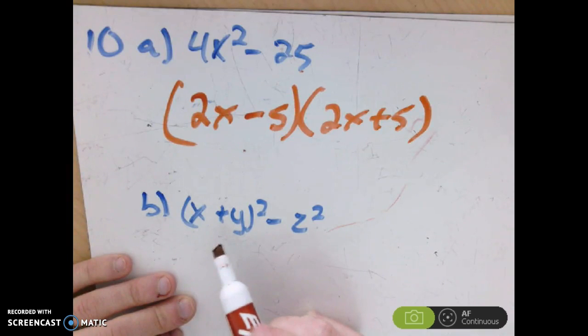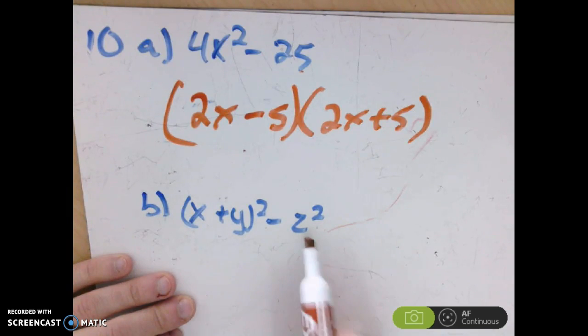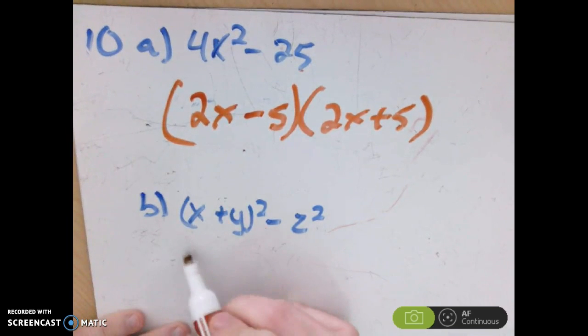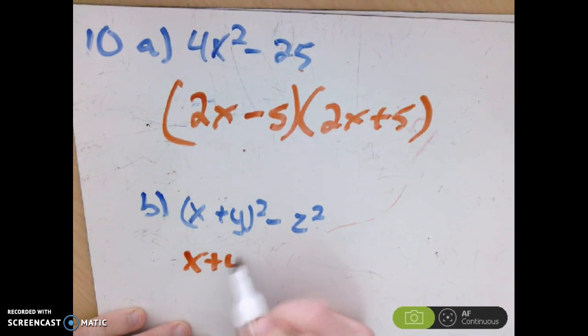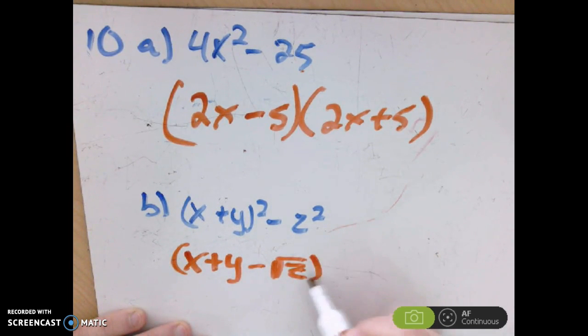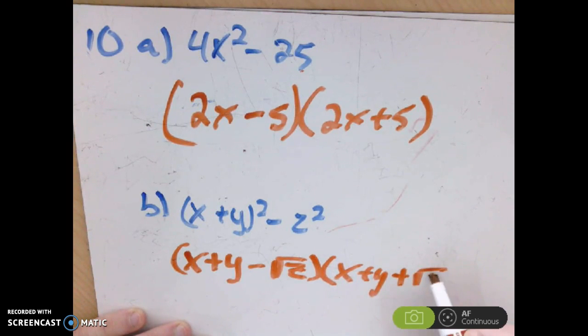And now, looking at example B, I have the same thing. Here's a square, I have x plus y squared, and then I have minus z squared. The only reason I can do this is because it's minus, right? This one was minus, this one was minus. If it's plus, I can't do this. But it's minus, so I can. So I'm just going to do the same thing. It's going to be x plus y minus the square root of z times x plus y plus the square root of z. Okay, so I have my a minus my b, a plus my b.